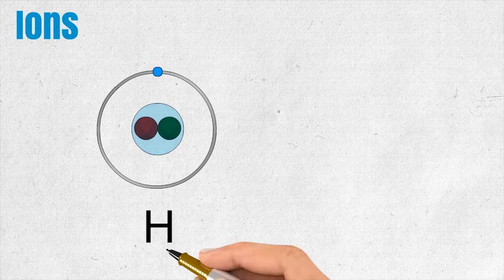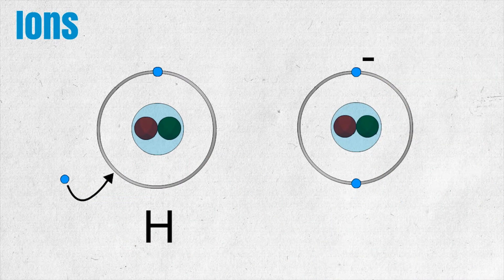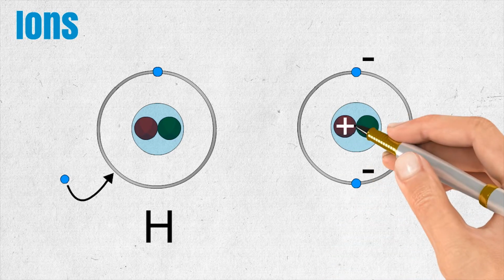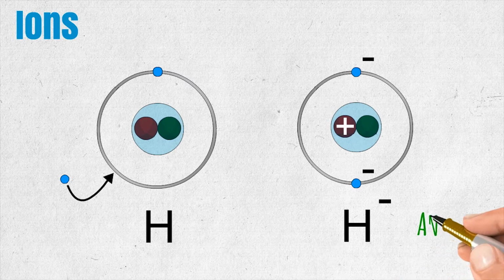If hydrogen gains an extra electron, it will now have 2 negative charges and 1 positive charge from the proton. It will therefore gain an overall charge of -1. A negatively charged ion is called an anion.